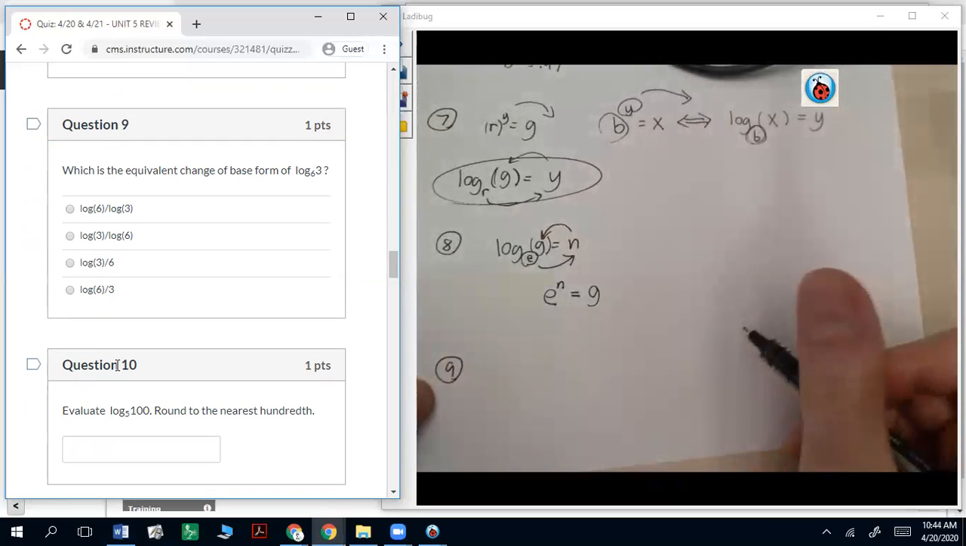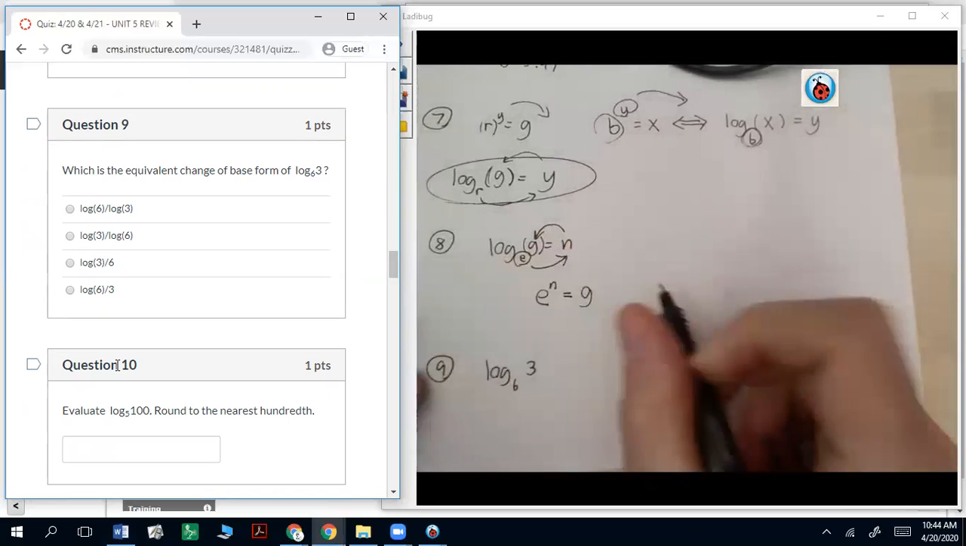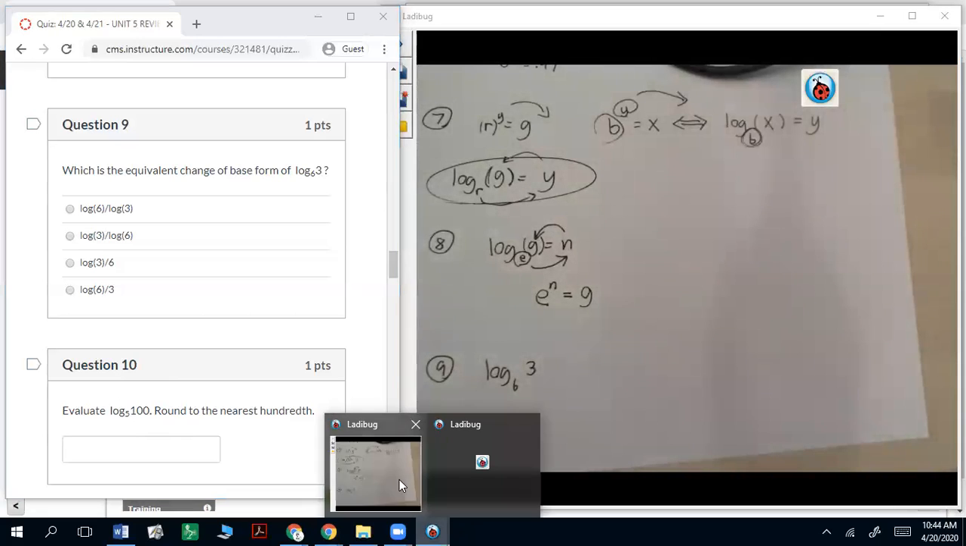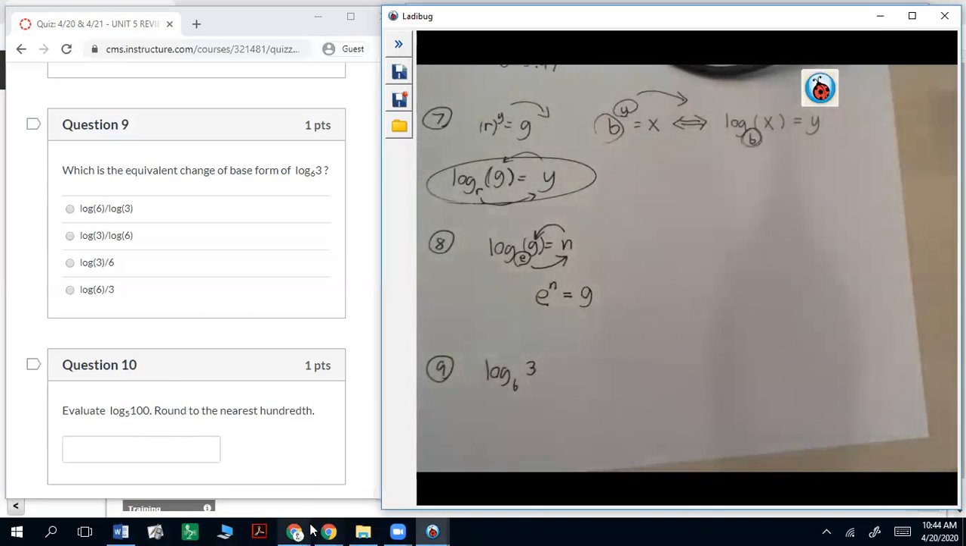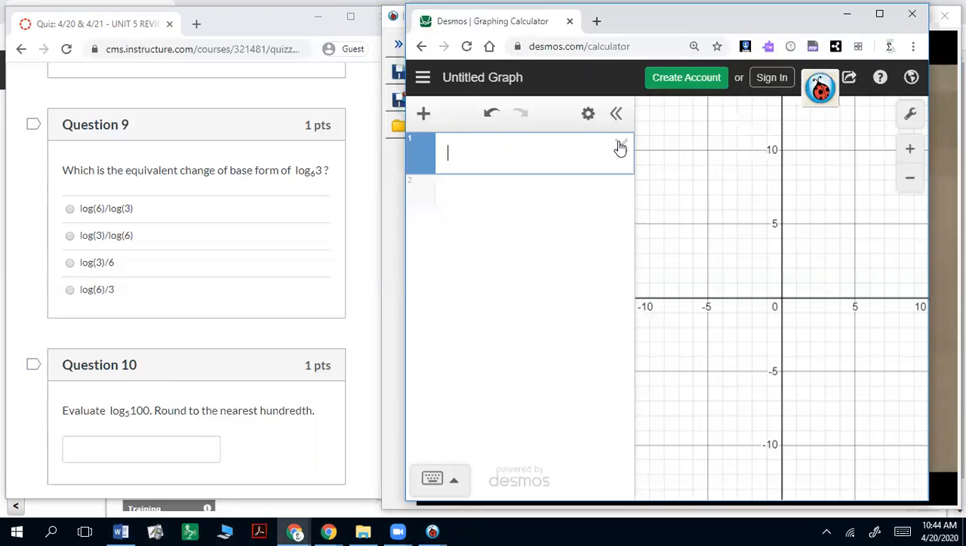Question number 9, which is the equivalent change of base form of log base 6 of 3? Change of base formula. Well, there are 2 ways to evaluate a log. One is to use the base that's given, and the other is to use the change of base formula. Let's take a look for a minute. If we go to Desmos, you could type in log, and if you hold down the shift button and press the dash, I can put the 6 down in the subscript and press the right arrow and put the 3. And that gives me approximately 0.6131.